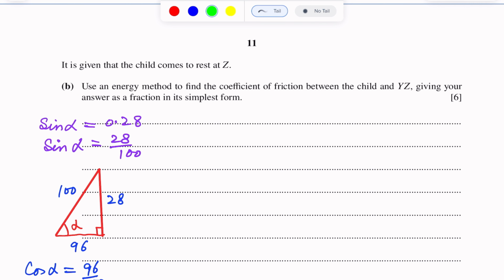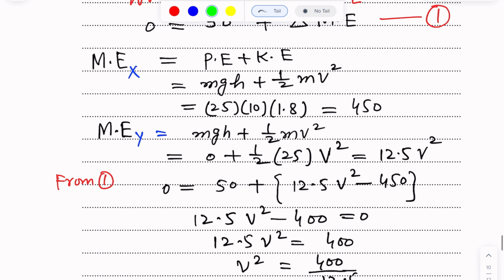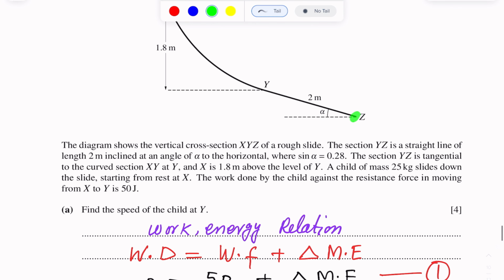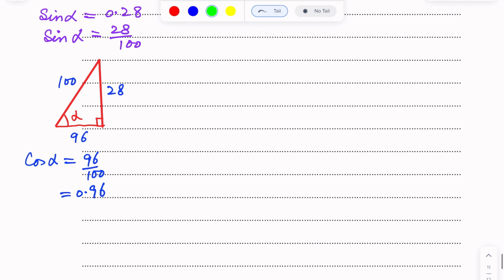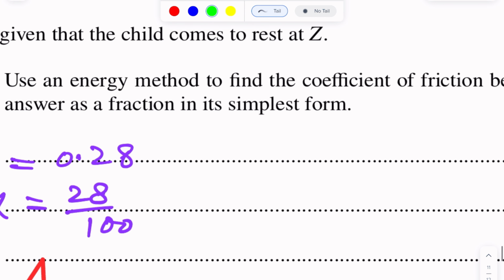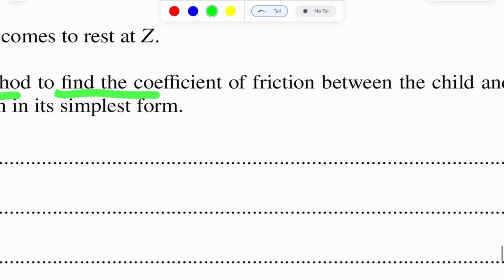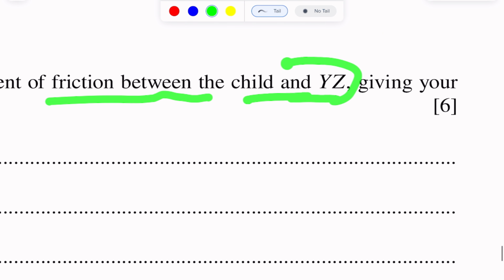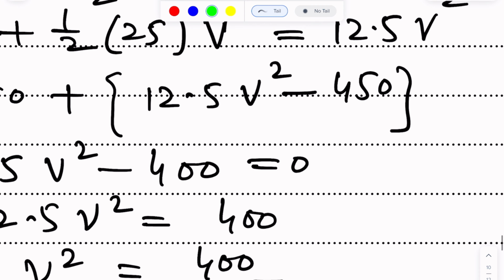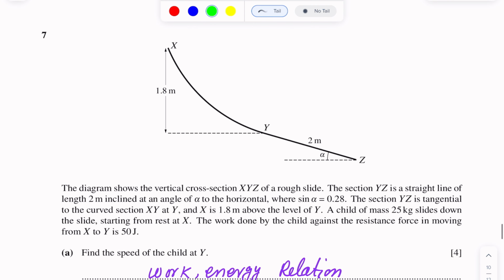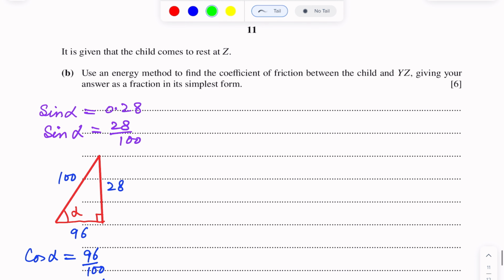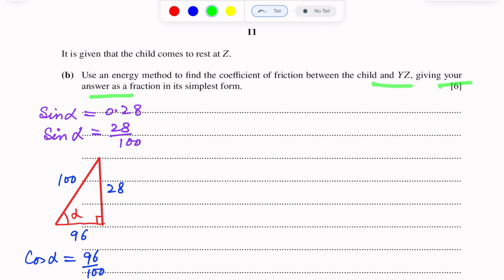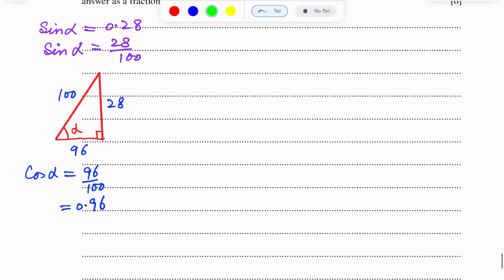Now it is given that the child comes to rest at z. At point z, the speed will be 0. We are making the diagram again for this part. Use an energy method to find the coefficient of friction between the child and yz. Because the surface is rough, we have to find the coefficient of friction between yz and the child, giving your answer as a fraction in its simplest form.